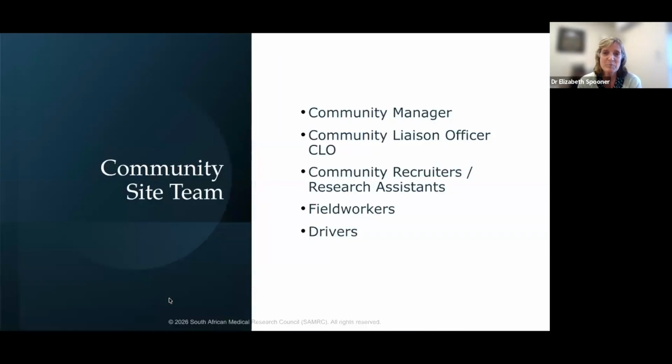Next slide. And this is now the team that works at our site. We have a community manager, that's Lengi, who's going to speak next. And then we have our CLOs, one per site. We have community recruiters that also can work in the clinic. We have field workers that are based out in the field and drivers that help to get us around. Next slide.